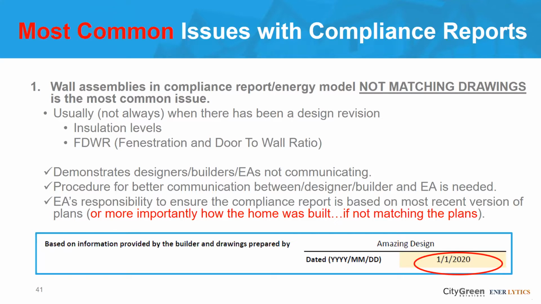In the compliance report, which we'll be looking at later, there's a section that says, this compliance report has been developed based on information provided by the builder and drawings prepared by this architect on this date. It's important for the energy advisor to know that they should have the most recent version of the plans. And if there is anything within the building that does not match the plans, that they have found a way to capture this information and include it within the compliance report.